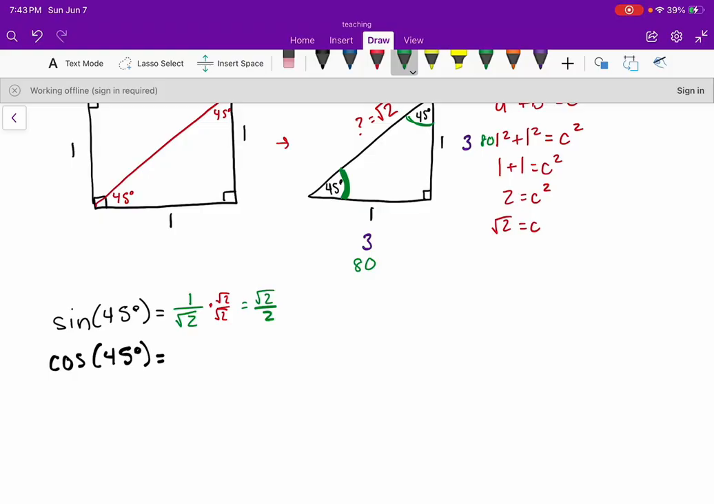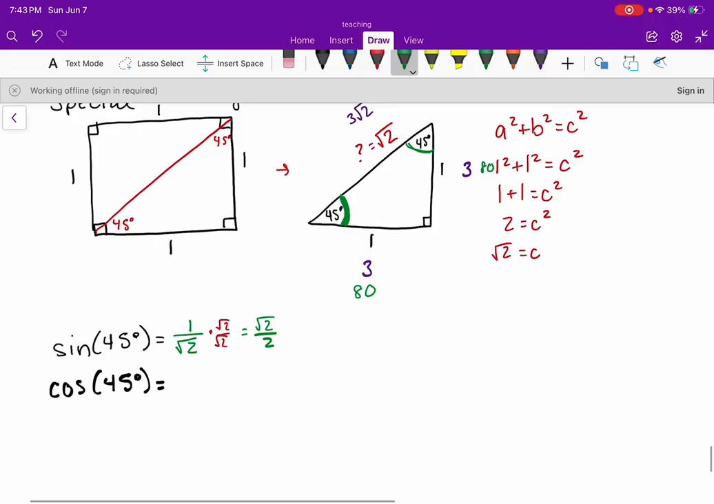Now cosine, remember, is your adjacent over your hypotenuse. My adjacent side touches my angle. So it would still be 1 over square root 2. Rationalized, root 2 over 2. If we look at tangent of 45 degrees, this would be my opposite over my adjacent, so 1 over 1, so just 1.